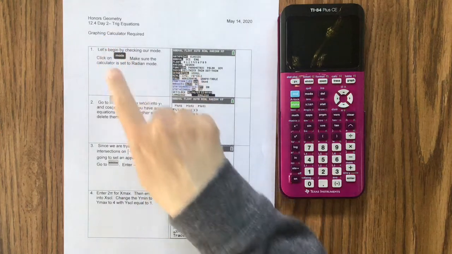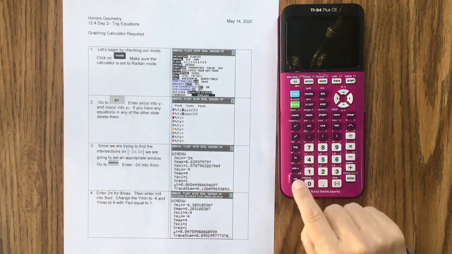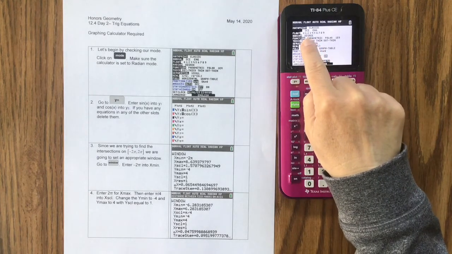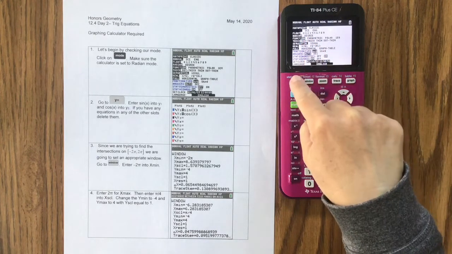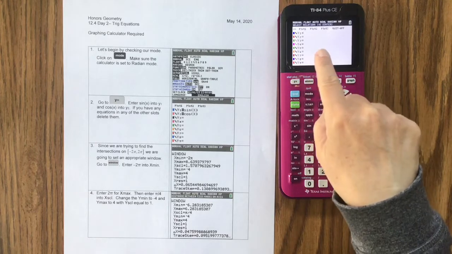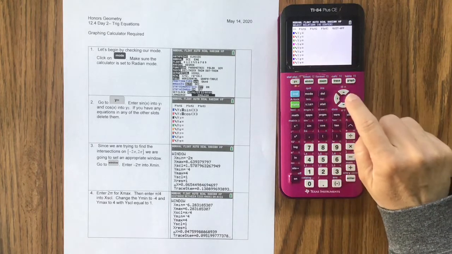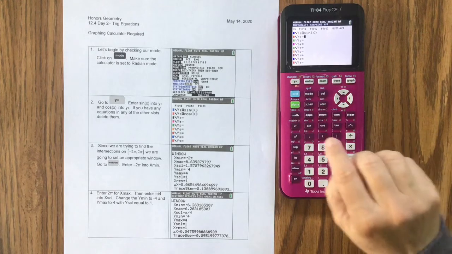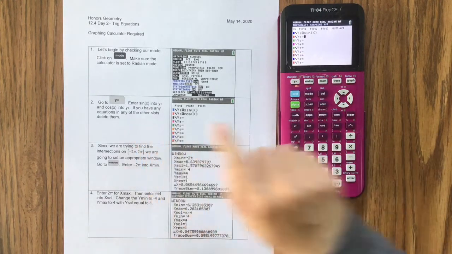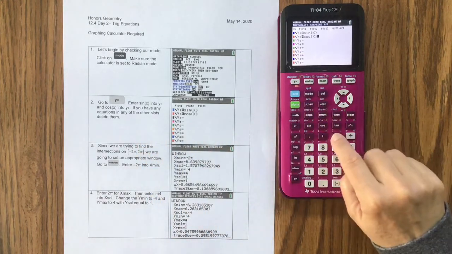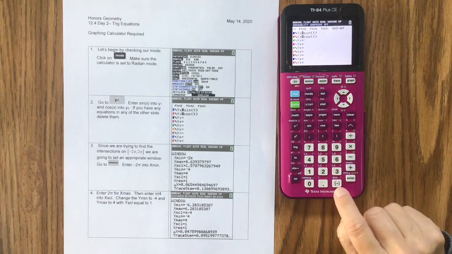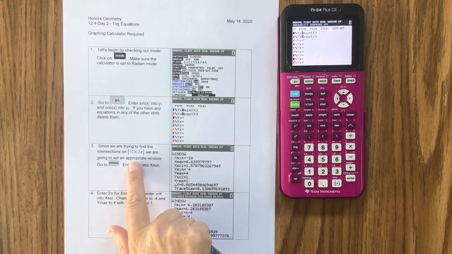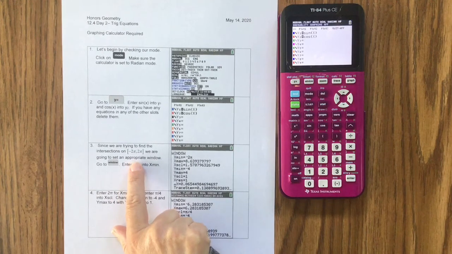This is day 2. We're going to make sure our calculator is still in radian mode. Then we'll go to the y equals menu and enter sine into y1. Hit enter. Then type cosine into y sub 2. Hit enter. We're going to try and find the intersections on the interval from -2 pi to +2 pi.